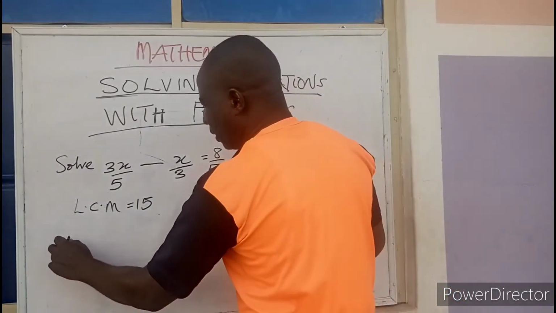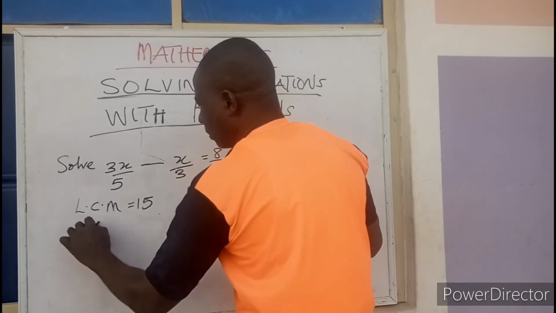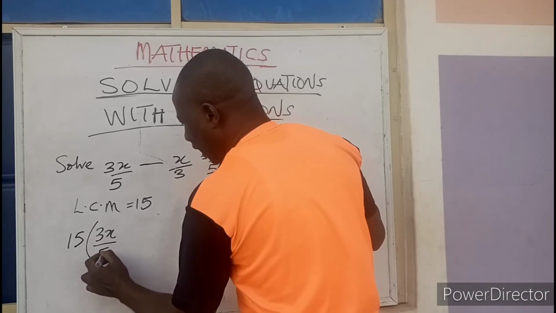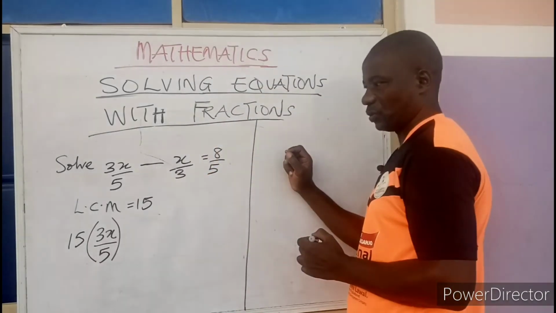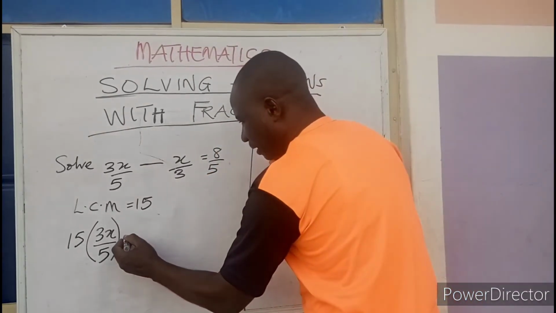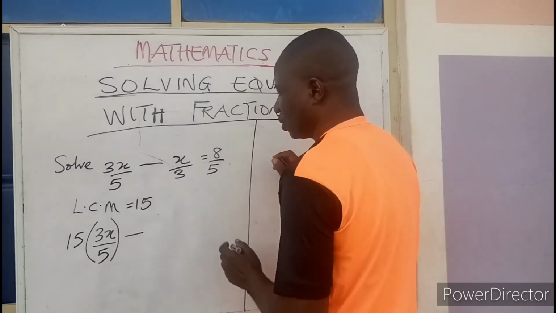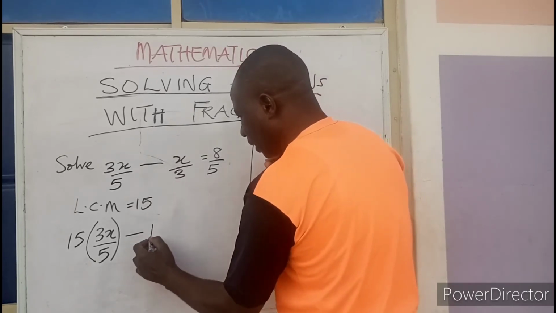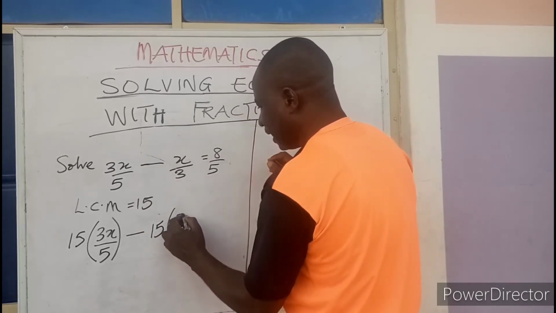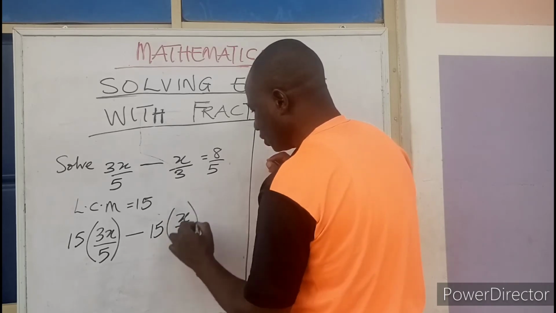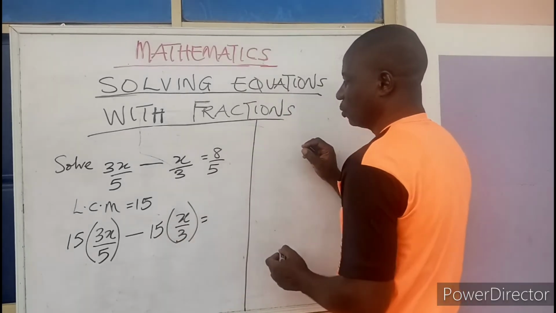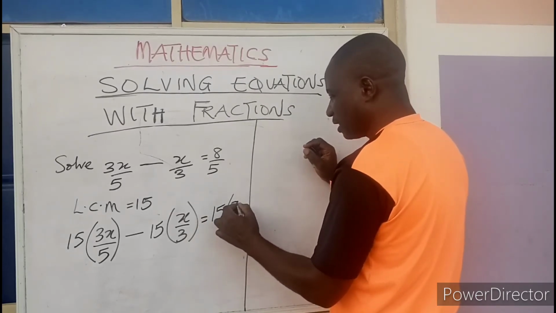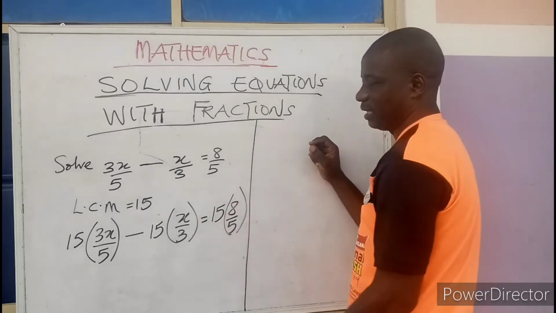So it means I'm going to use this 15 to multiply each of the houses. So this one will now give me 15 bracket 3x all over 5. This is a house. I'm through with that house. I will say minus again. This, I want to start with another house. What's another house? That is x all over 3. We'll have 15, open bracket, x all over 3, close the bracket, is equal to, this is another house, 15 bracket 8 all over 5, close the bracket.